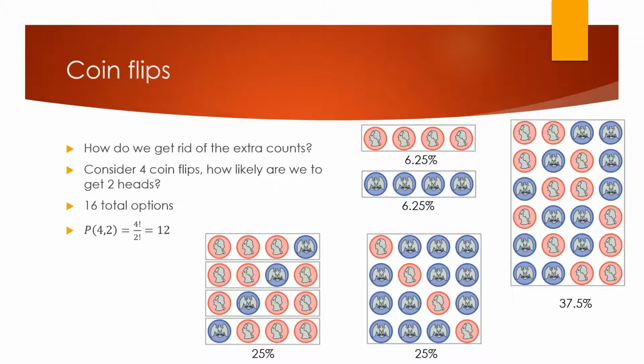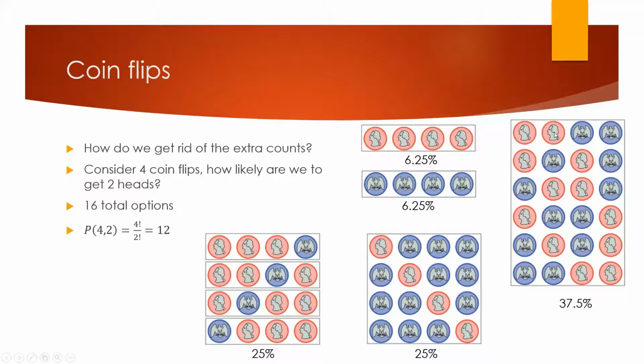Well, what this permutation is telling us is, again, it's taking the order into account. So we're asking, how likely am I to pull 2 heads out of a flip of 4 coins? And so what this is saying is I could take any one of these 6 options, but I could pull this heads first, or I could pull this heads first, and those would be different permutations.